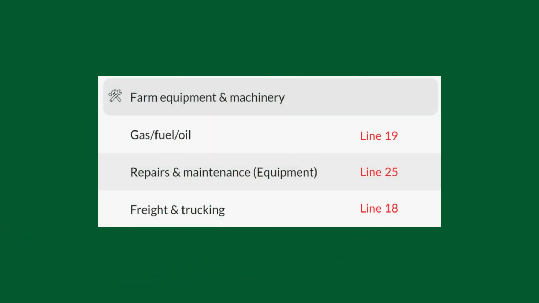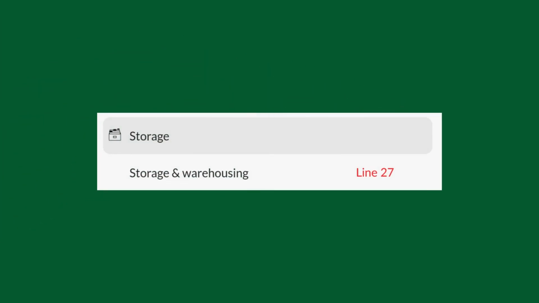Next, we have farm equipment and machinery, which includes gas, fuel, and oil, which will go to line 19, repairs and maintenance for equipment, which will go to line 25, and freight and trucking, which will go to line 18. Next, we have storage and warehousing, which will go to line 27. So this will be any expenses that you incur for storing your grain, or if you have storage costs associated with storing your butchered livestock.